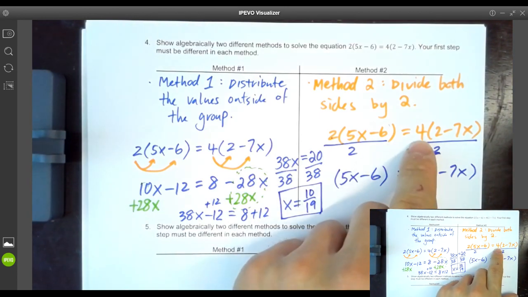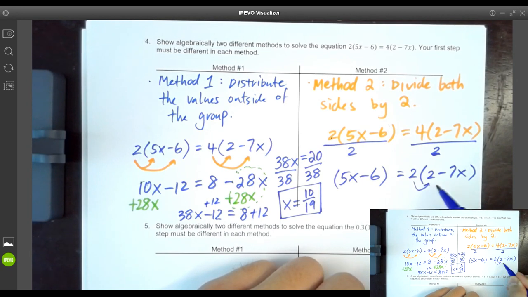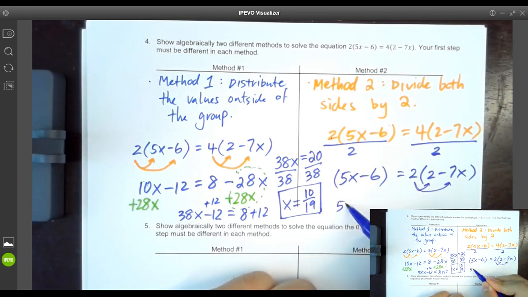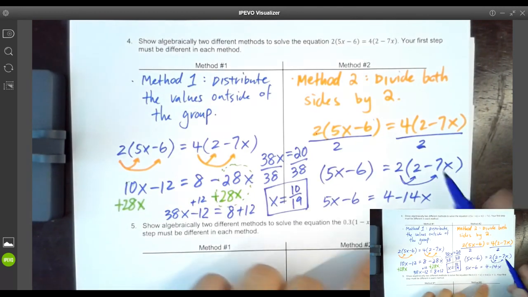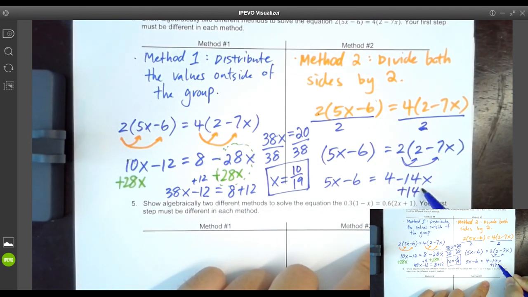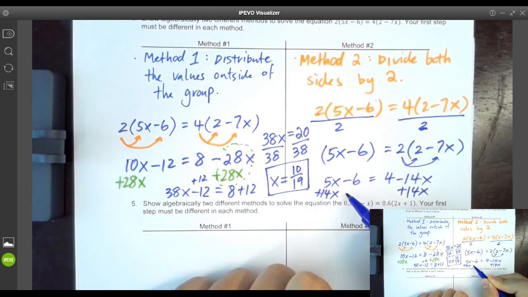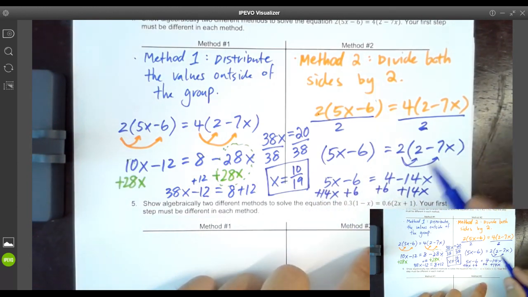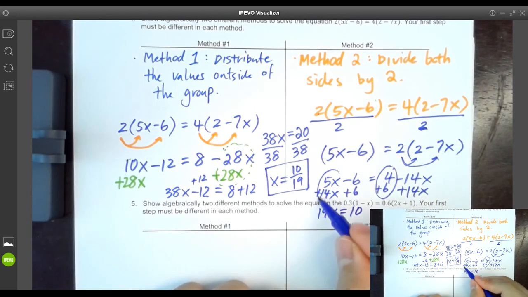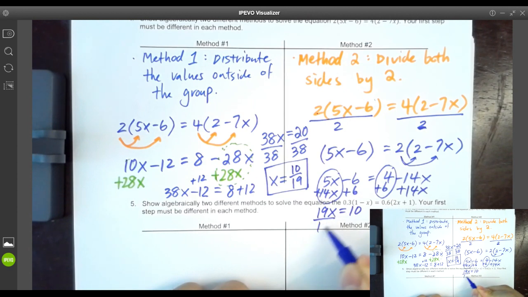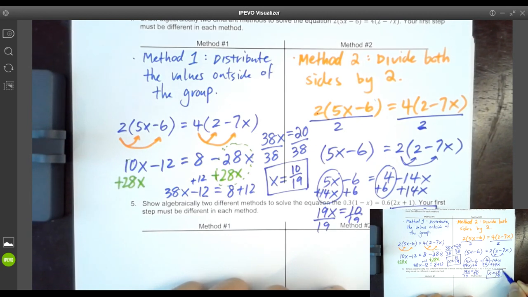Okay, so there's really no way to get rid of that number entirely, so we then have to distribute again. Now, you might say, well, isn't this kind of like method 1? Kind of, but it's just another route as your first step. Okay, so now I'm going to add 14x because I want to keep my variable positive. I'm also going to add 6, kind of like a 2-step equation. And I'm going to get 19x is equal to 10, because 4 plus 6 is 10, and then 5x plus 14x is 19x. You then divide by 19, and you realize that I arrived at the same answer.